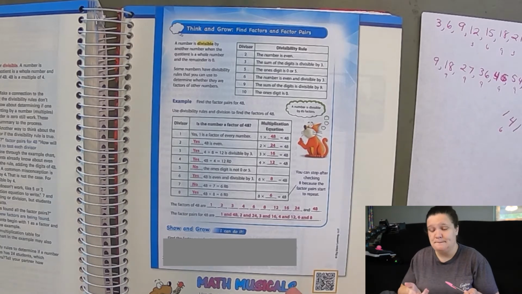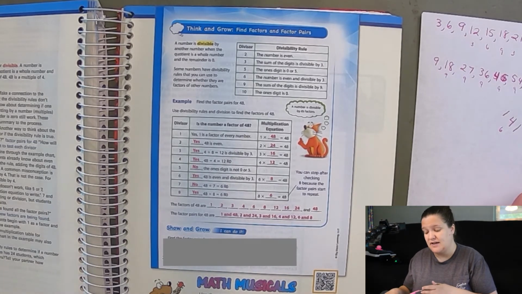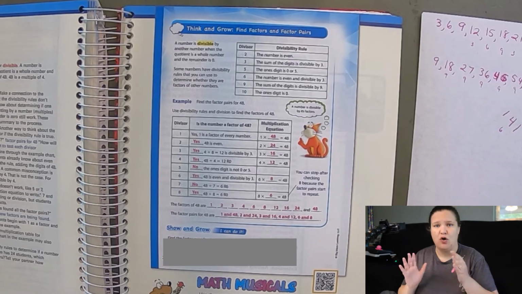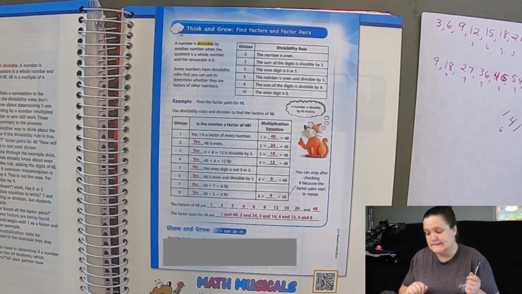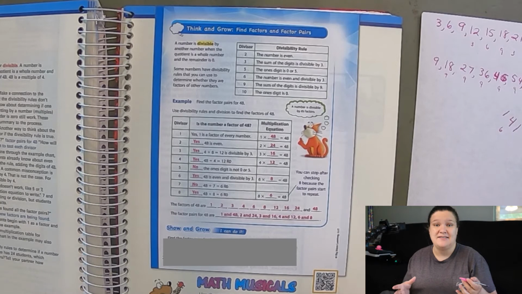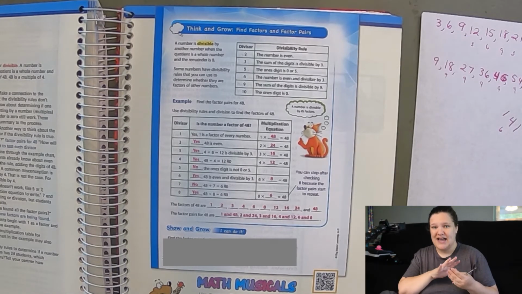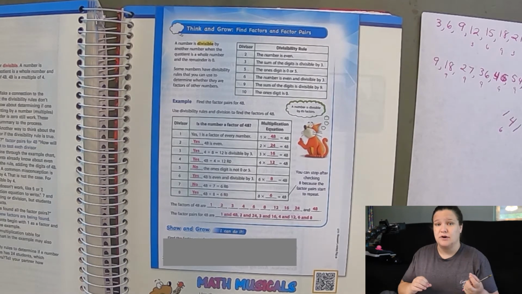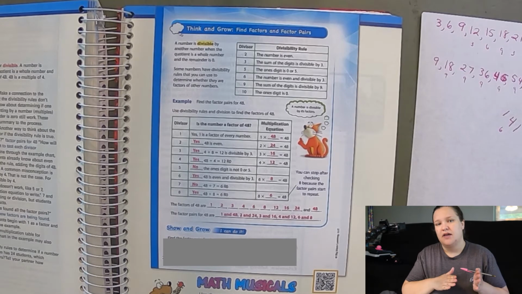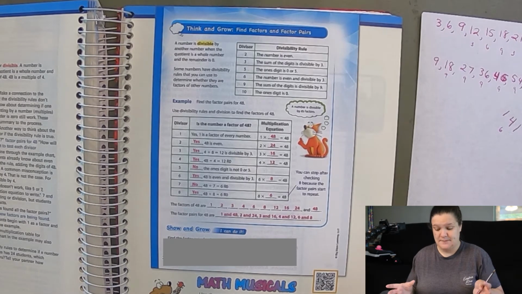The rule for 9, we figured out: if the sum of the digits is divisible by 9, then the whole thing is divisible by 9. And then 10s. If the number ends with a 0, because 10, 20, 30, 40, 50, all of the multiples of 10 end with 0. So if the number ends with a 0, then the whole thing is divisible by 10.